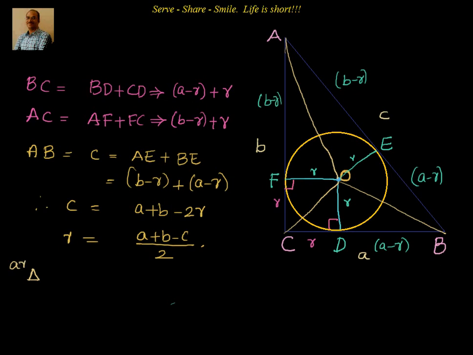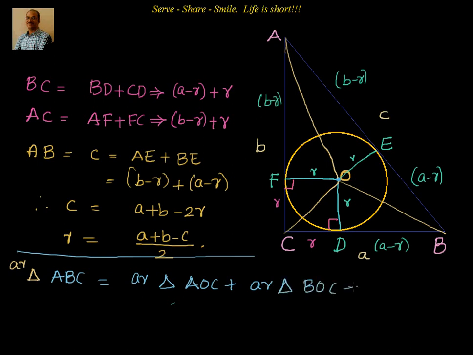Area of triangle ABC is equal to area of triangle AOC plus area of triangle BOC plus area of triangle AOB. What is the area of triangle ABC? We know that is equal to half into A into B. And what is the area of triangle AOC? Half base into height. We know OF is the altitude of the triangle AOC.